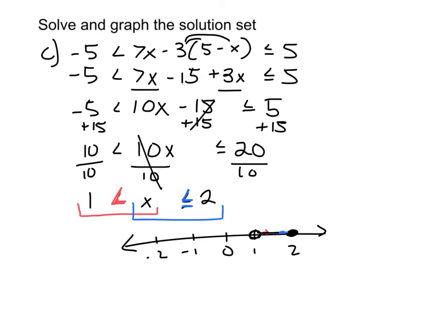Alright, so then the graph would be in between those two, because both of those must be satisfied. It must be greater than 1 and less than or equal to 2. So when I'm drawing this out, my interval notation, my solution, would be 1 to 2, and then I'll have a closed bracket at 2.